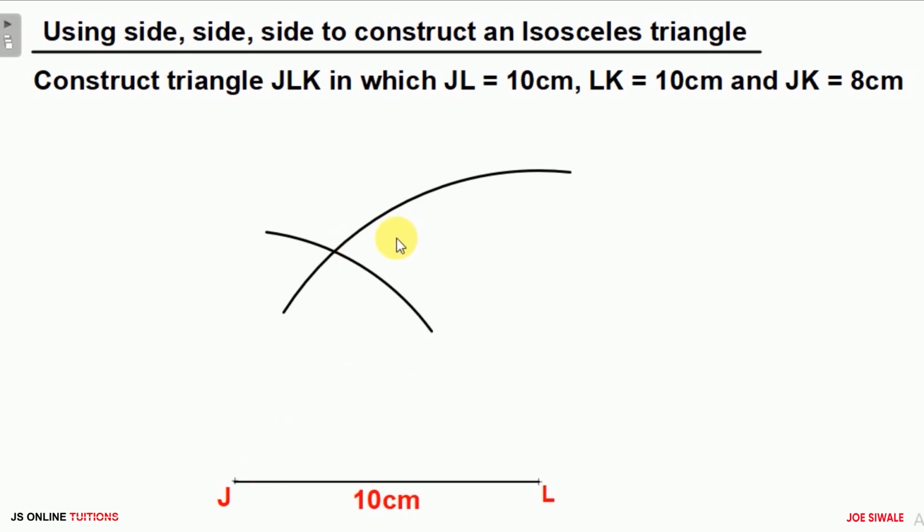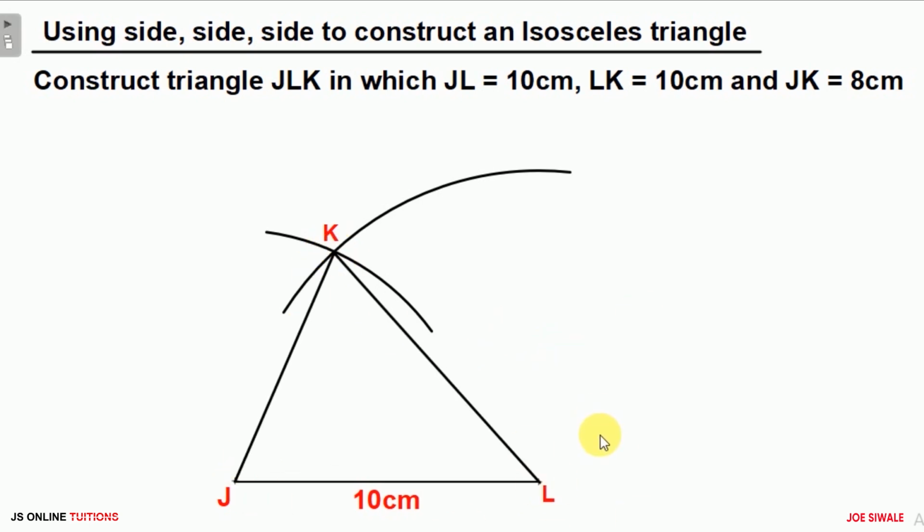So as you can see, these two arcs are meeting here and we're going to indicate that as our point K. So we have our K there. Then the next thing that we're going to do, we're going to connect our triangle JLK. So we're going to draw a line from J to K and we're going to draw another line from L to K.